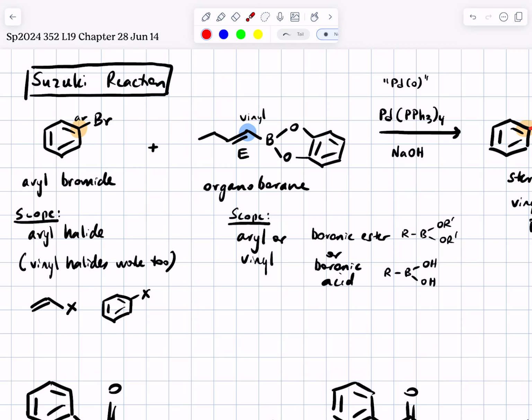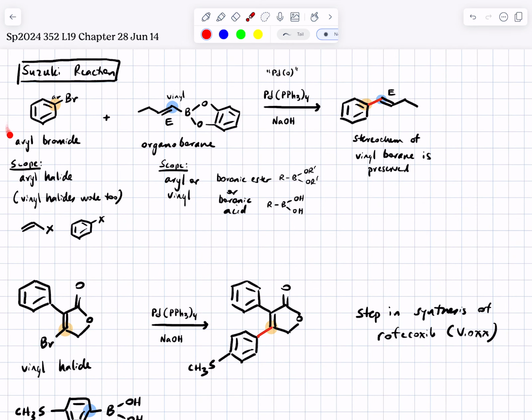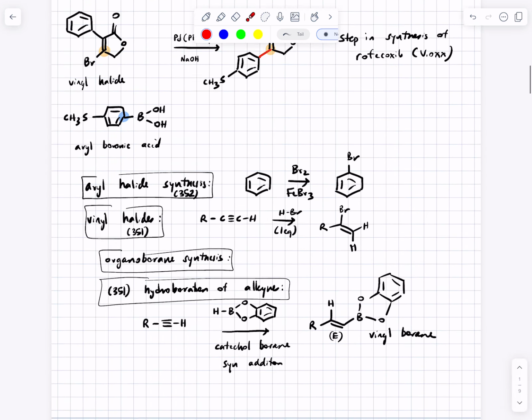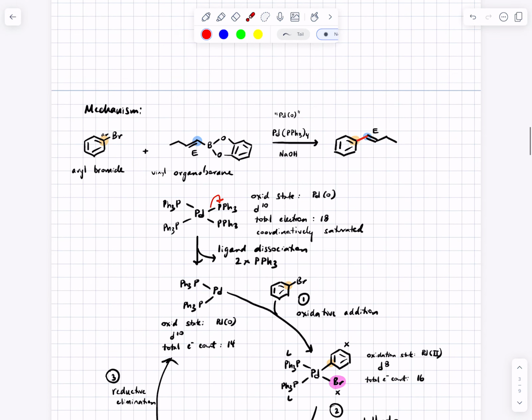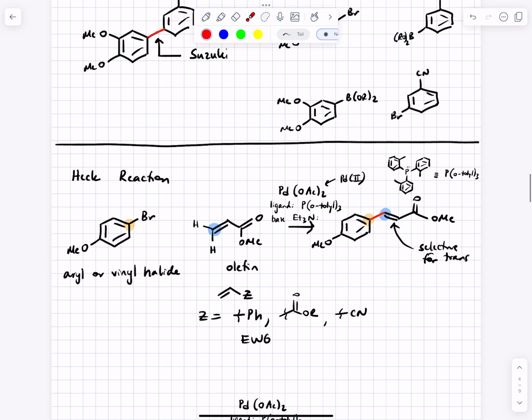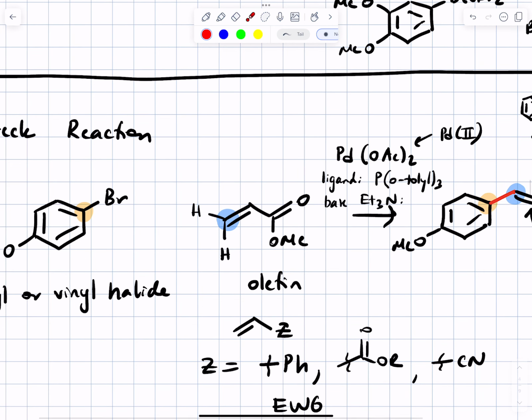Another potential confusion point is that Suzuki and Heck both start with aryl or vinyl bromides, and both of them involve palladium. So you're going to have to memorize or find a way to remember the different catalyst that's used for Suzuki versus Heck. Suzuki uses a palladium 0 catalyst, and this is a major difference with the Heck reaction. The Heck reaction uses not palladium 0, but palladium 2. That's bizarre because the active catalyst in the Heck reaction is actually palladium 0.